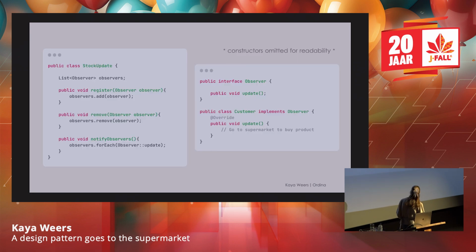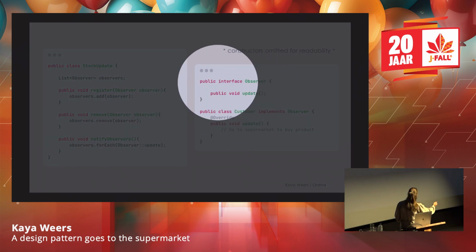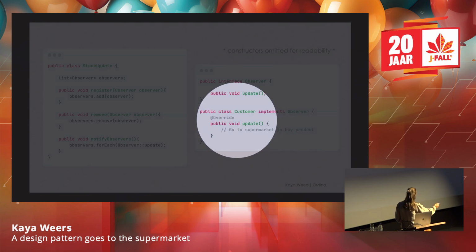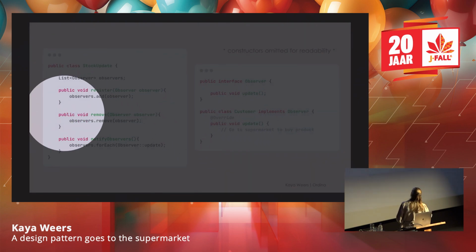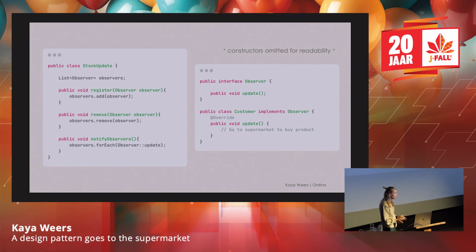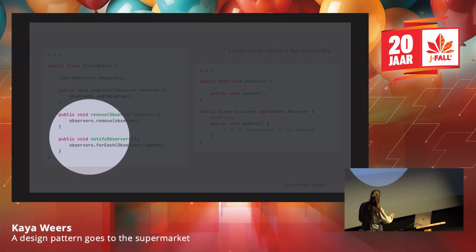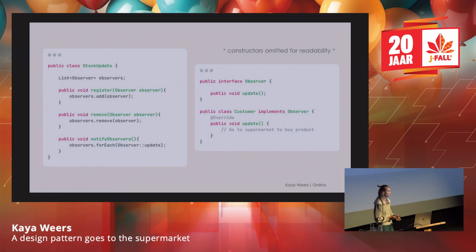So let's see it in the code. We see on the right we have the interface observer with the update. So as long as the customer implements that, it's just fine. And then the stock update class, there's a list with observers. And to get on that list, observers can register themselves, but also relevant, they can remove themselves from the list. If they already bought the product in a different supermarket, for example, they don't need notifications anymore. And then there's the notify observers method that will just go over all of the observers and let them know the product is back.